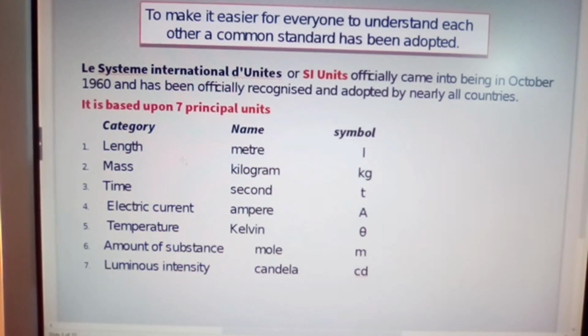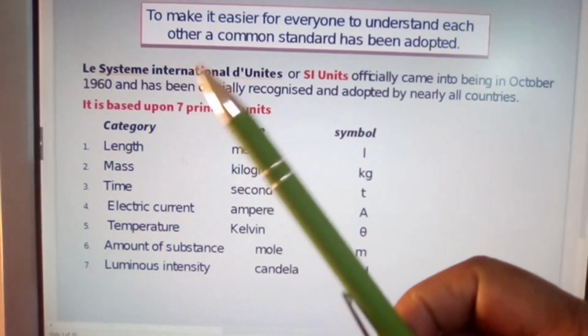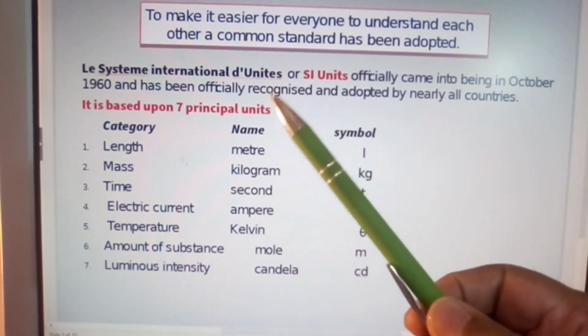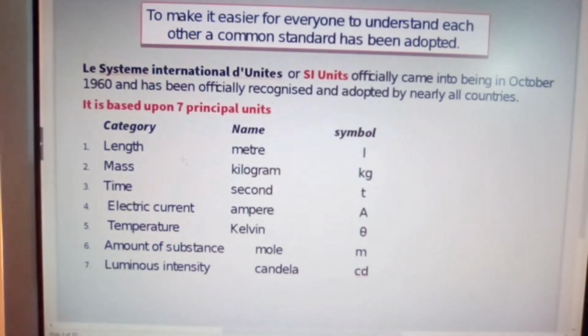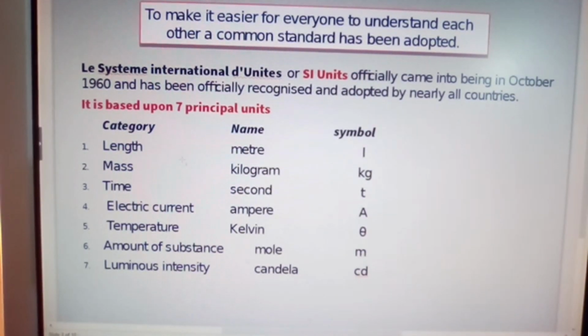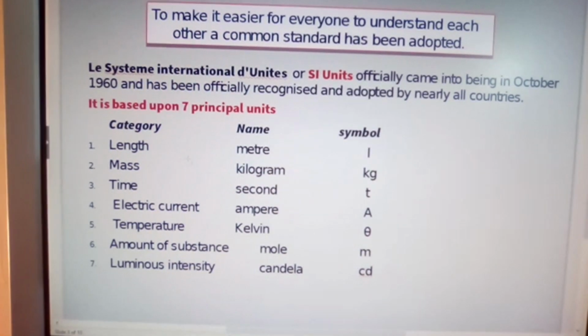SI units. To make it easier for everyone to understand each other, a common standard has been adopted, and that is the Système International d'Unités, or SI units, which officially came into being in October 1960 and has been recognized and adopted by nearly all countries.